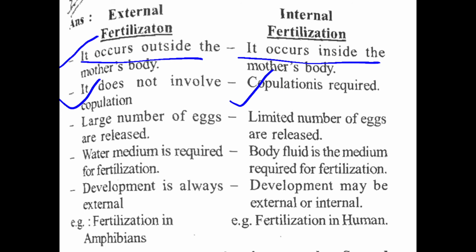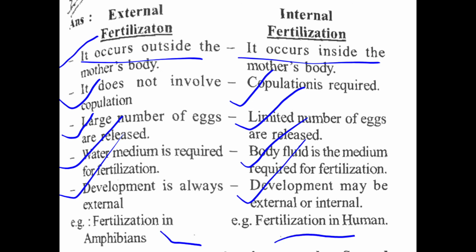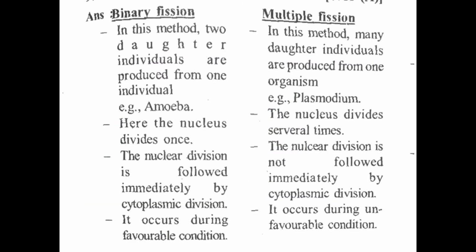In external fertilization, a large number of eggs are released for fertilization, whereas a limited number of eggs are released in internal fertilization. Water medium is required for external fertilization. Body fluid is the medium required for internal fertilization. Development is external or internal. Example of external fertilization: amphibians. Example of internal fertilization: human. This is a very simple point, so you can easily understand this.